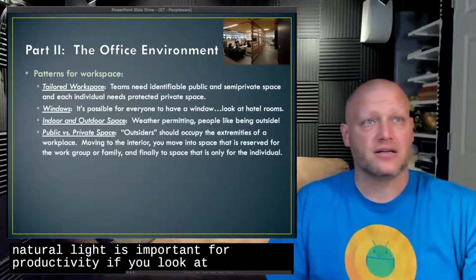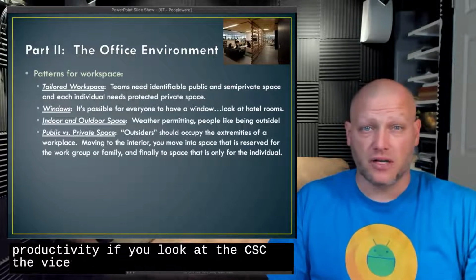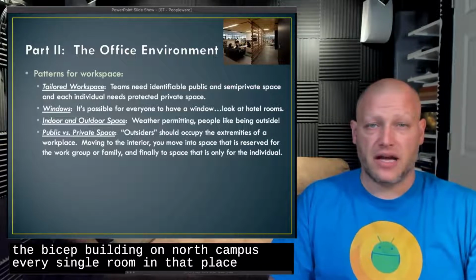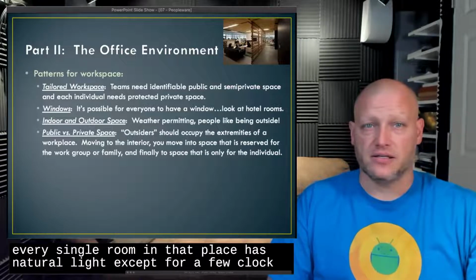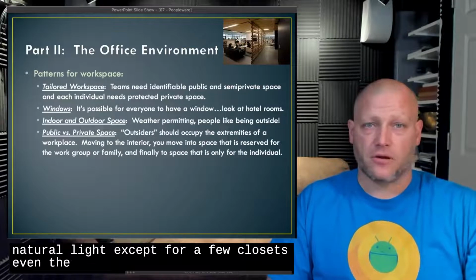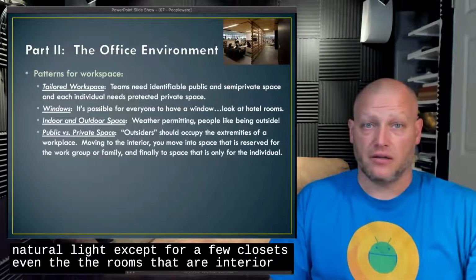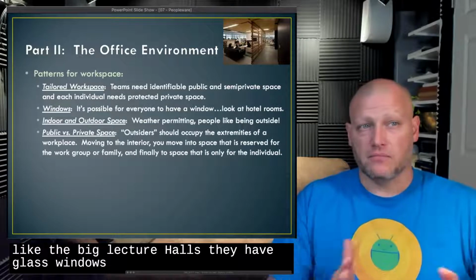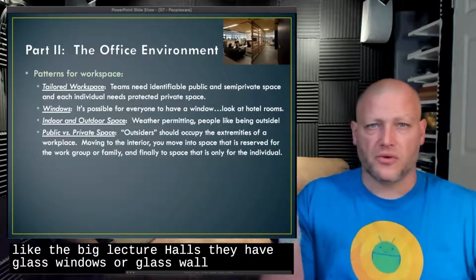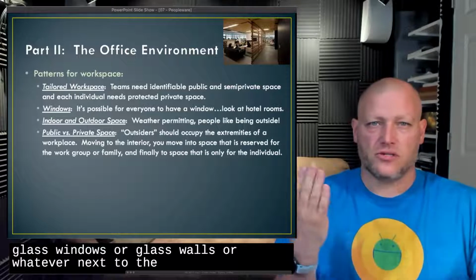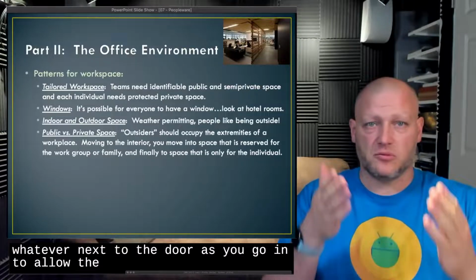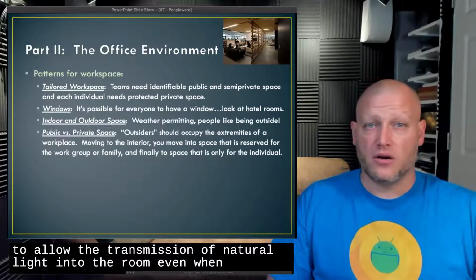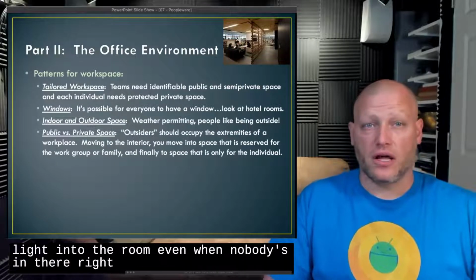If you look at the CSE, the Beister Building on North Campus, every single room in that place has natural light except for a few closets. Even the rooms that are interior, like the big lecture halls, they have glass windows or glass walls or whatever next to the doors that you go in to allow the transmission of natural light into the room, even when nobody's in there, right? Or the lights are off.